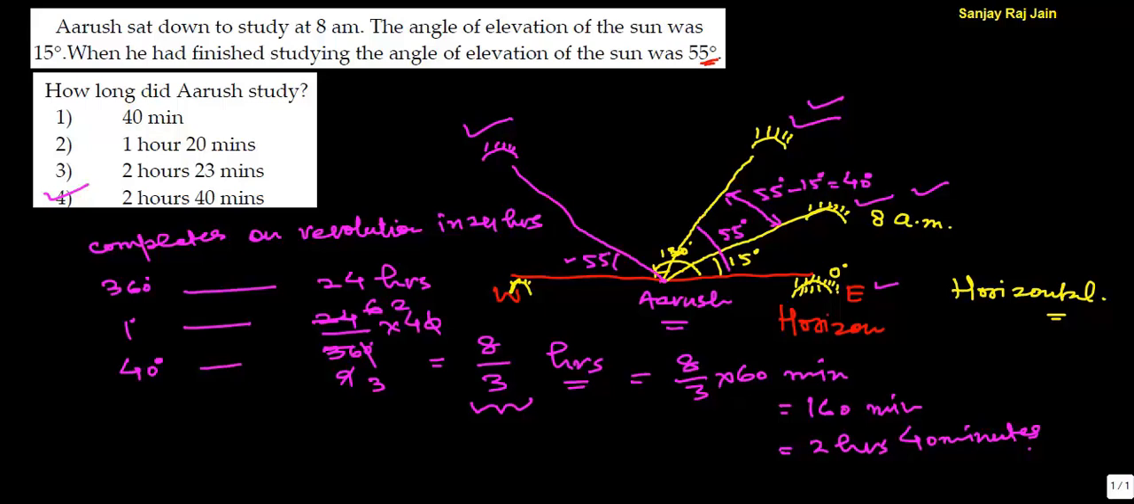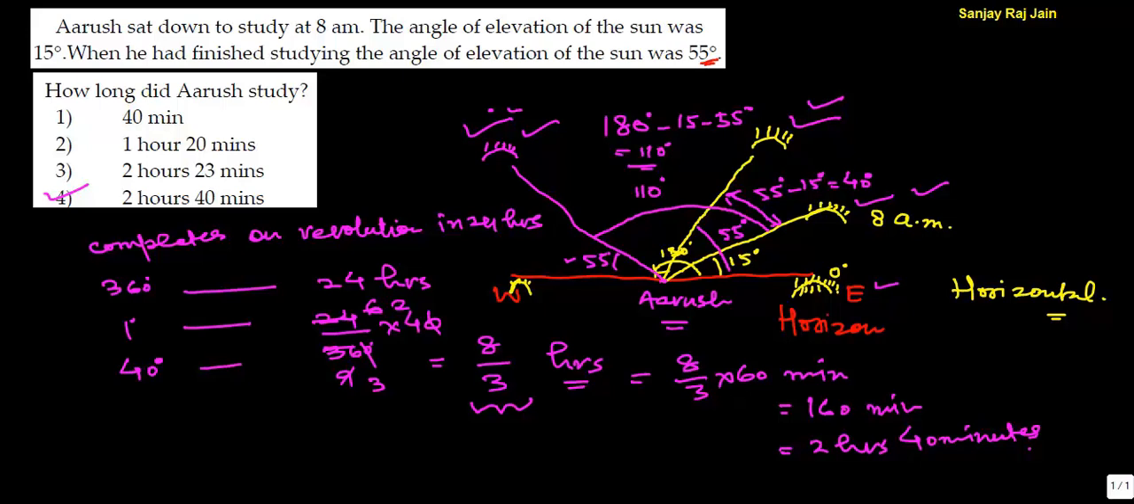And let's study the other position also. Now when the sun comes at this position, the total angle from when he started studying to when he finished studying was 110. I've just done 180 minus 15 minus 55, and the remaining angle is 110. So the other position when the sun is at 55 degrees of angle of elevation from Aarush is this position.